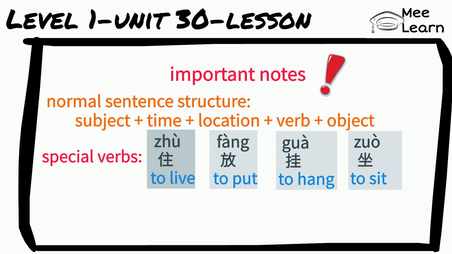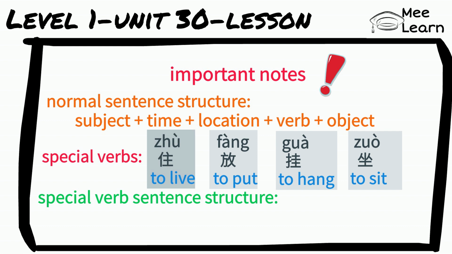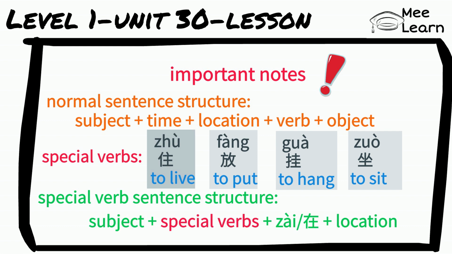These special verbs themselves imply a moment or a location, because without a moment or a location word, the sentence doesn't make sense. Whenever you encounter these special verbs, the sentence structure changes into this. Subject plus special verbs plus 在 plus location.